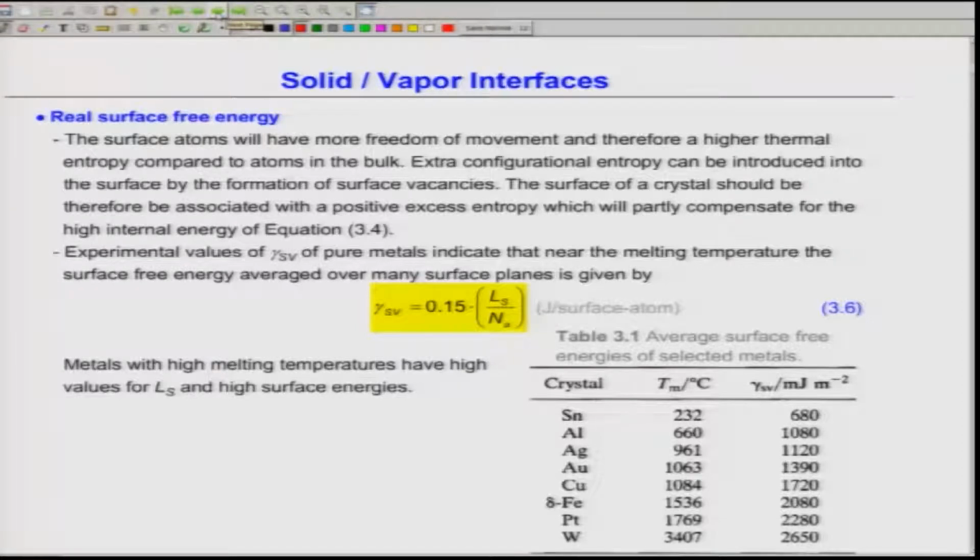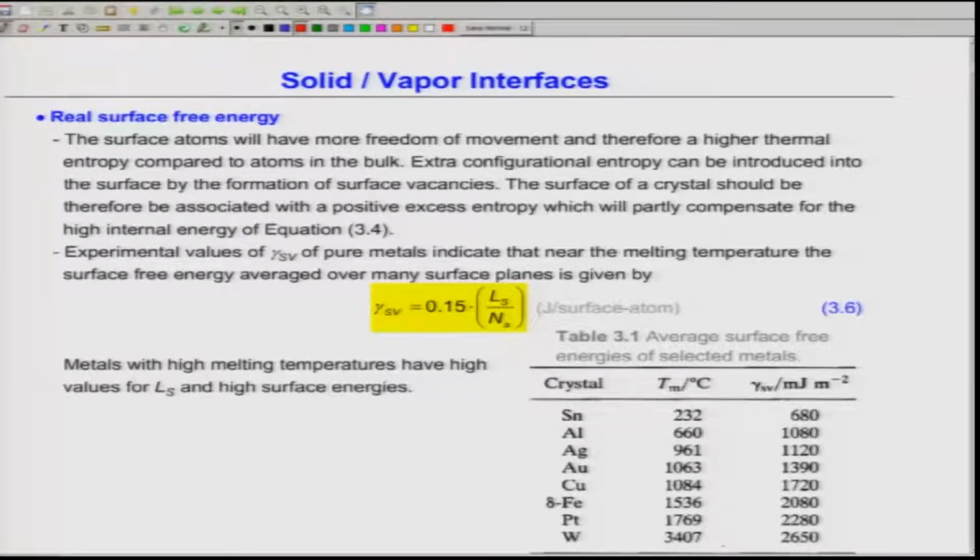If you see clearly, this value is already given, again taken from the literature, for tin, aluminum, silver, gold, copper, delta iron, platinum and tungsten. So, you have FCC and BCC and tin is BCT, and depending on the melting temperature the values of the solid-vapor surface energy will change. Tin has the lowest melting temperature here, 232 degrees Celsius, so it has about 680 millijoule per meter square as the solid-vapor surface energy.